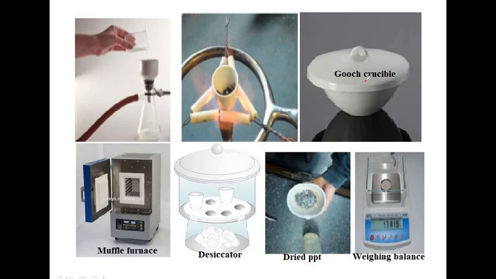Either you can keep this Gooch crucible with the precipitate in a muffle furnace, and it has to be kept there for some hours, say 2 to 3 hours at 800 to 900 degrees Celsius, till the filter paper gets completely burnt out, or you can heat it electrically, so the precipitate can be heated up to that high temperature. The Gooch crucible is removed from the muffle furnace, kept in the open for some time, and then kept in a desiccator.